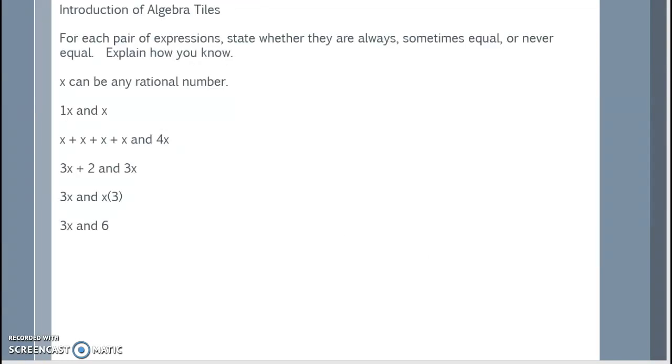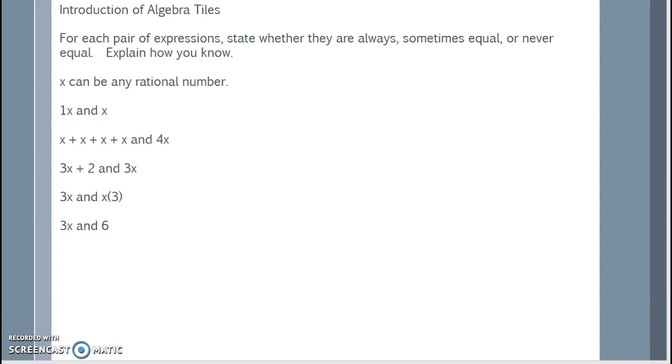In our introduction to algebra tiles, for each pair of expressions, state whether they are always, sometimes, or never equal. Explain how you know. x can be any rational number that we can think of. So 1x and x, and so forth.